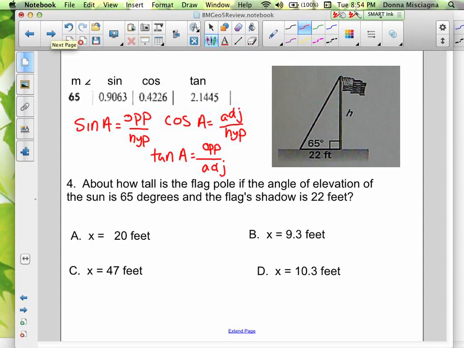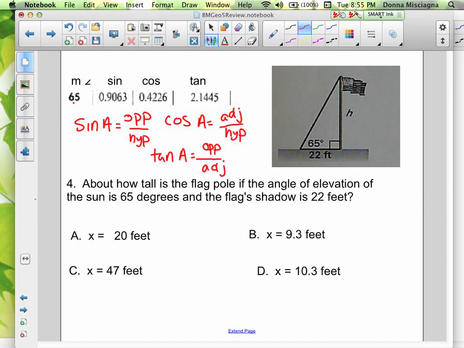Here above we have the trig ratios that go with the problem. The measure of the angle is 65 degrees, and those are the trig ratios from the table. You can use the table, or you can use a calculator, because the calculator has those ratios as well. Since they're up there, I'll just use those ratios, and if I have a problem that doesn't have the ratios up there, I'll use the calculator. You'll be able to see either way, because I'll use the calculator on the computer.